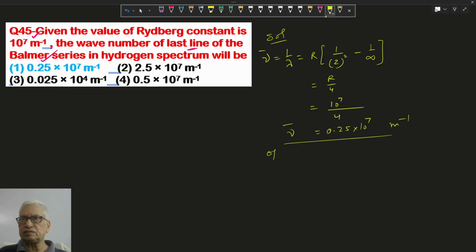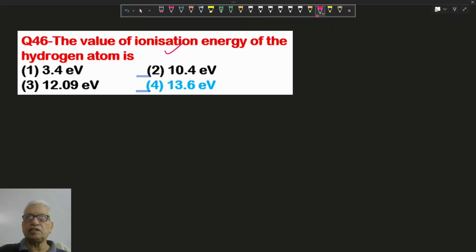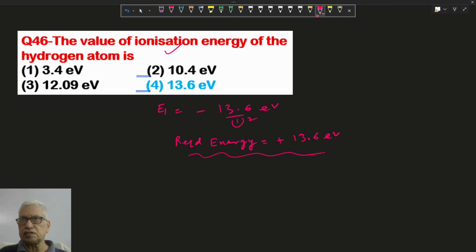So option 1 is correct. In this question, you have to find the ionization energy. Here the energy is minus 13.6 electron volt. The same energy we have to provide. So the required energy is positive 13.6 electron volt. It is called ionization energy because we have removed the electron from the first orbit to infinity. So option 4 is correct.